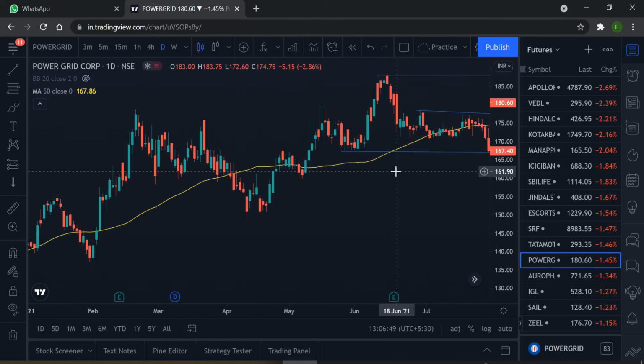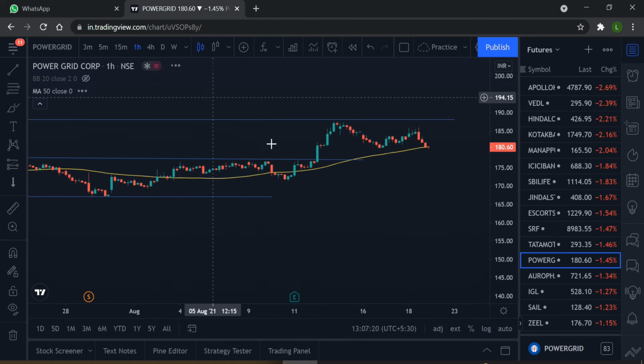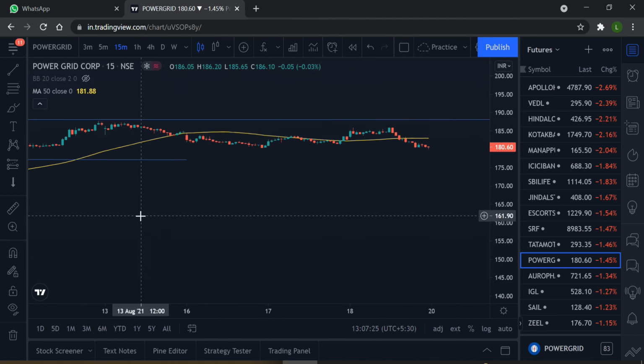I don't use the 50-day moving average for entry position. I just use the 50-day moving average only to trail the stop loss, since most of the time stocks take support at the 50-day moving average, either in the hourly time frame, or in the daily time frame, or in the 15 minutes time frame. I use this indicator only for trailing the stop loss. This is the best indicator, I would say, for trailing the stop loss.